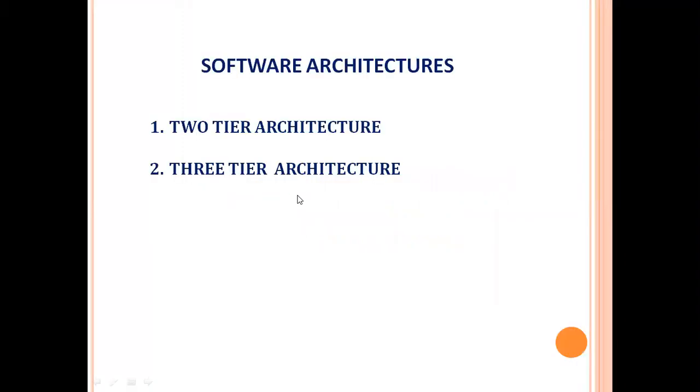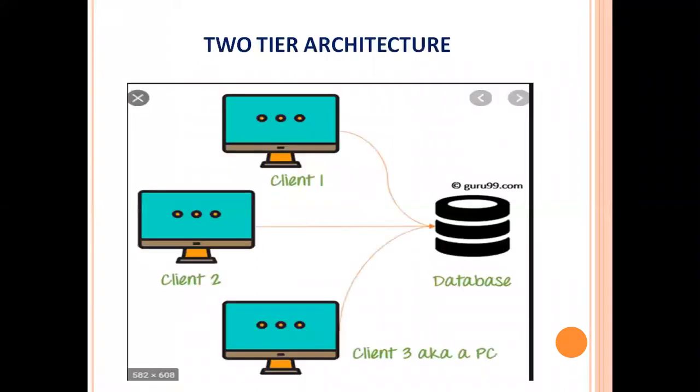Today, we'll be discussing the software architectures. There are two kinds of software architectures, two-tier architecture and three-tier architecture. We'll see in detail what two-tier architecture and three-tier architecture are. This is an example of two-tier architecture.